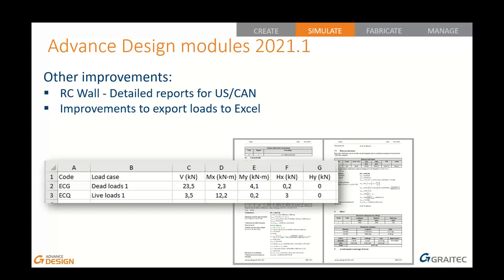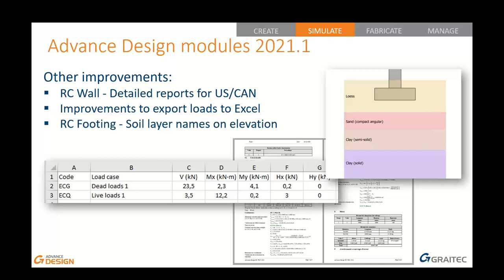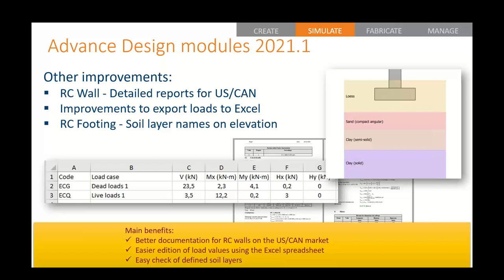And in the RC footing module, the names of used soils are now displayed on the elevation view, so you can more easily check the types of defined soil layers. A small improvement. So again, in short, we have more detailed reports for RC walls for the US and Canadian markets. We have easier addition of loads by using Excel. And it's easier to check defined soil layers.